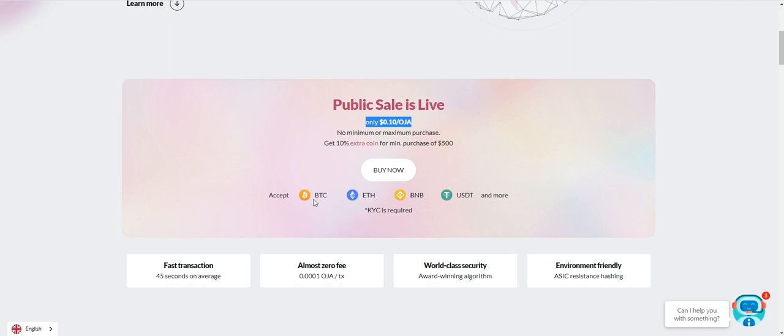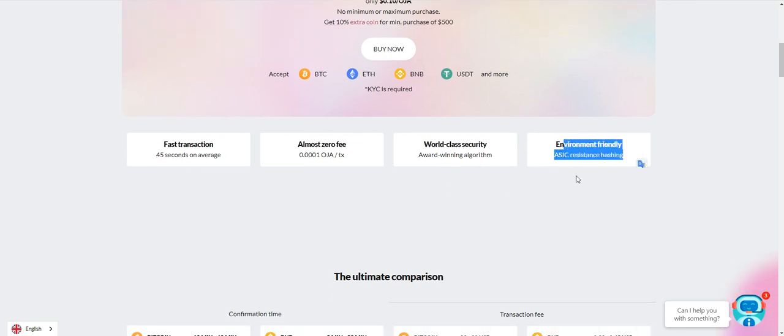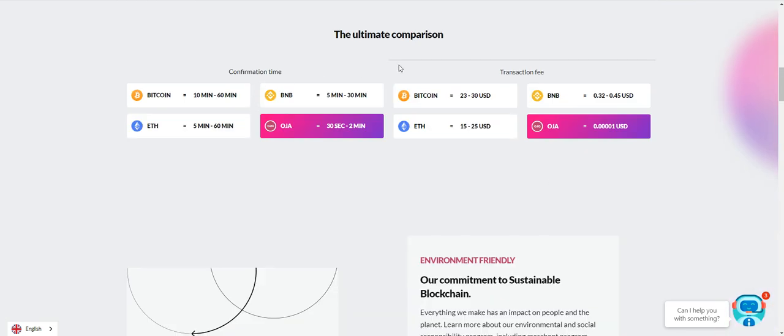Okay, the fast transaction, 45 seconds and almost zero fees, 0.0001, world class security, and environment friendly. Okay, you can see the price of the coins over here. Okay, the Bitcoin takes 10 minutes, 60 second transaction, BNB 5%, the fast and the low fees. OJA Coin 30 seconds, okay, and you can see the fee over here.